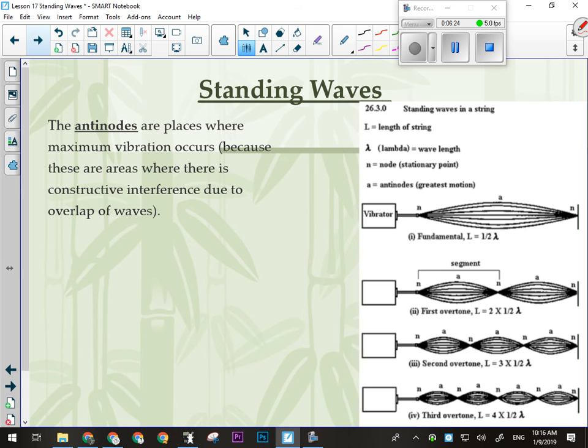Okay, so like we said, the antinodes are the places where maximum vibration occurs because there is constructive interference going on at that point. So what we're using here, guys, we don't use the term overtones. We use, this is the first harmonic. The second harmonic. Third harmonic, and so on. Okay, making sense? All right.